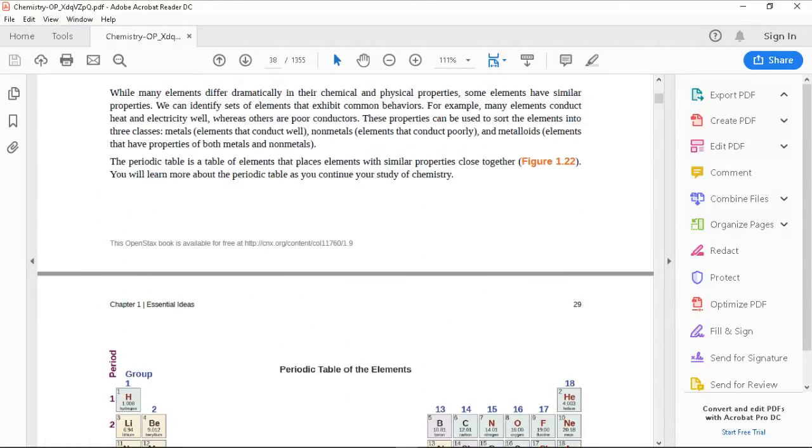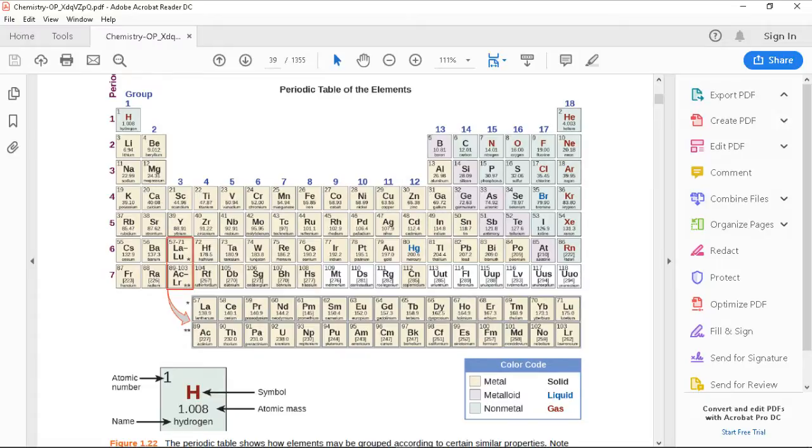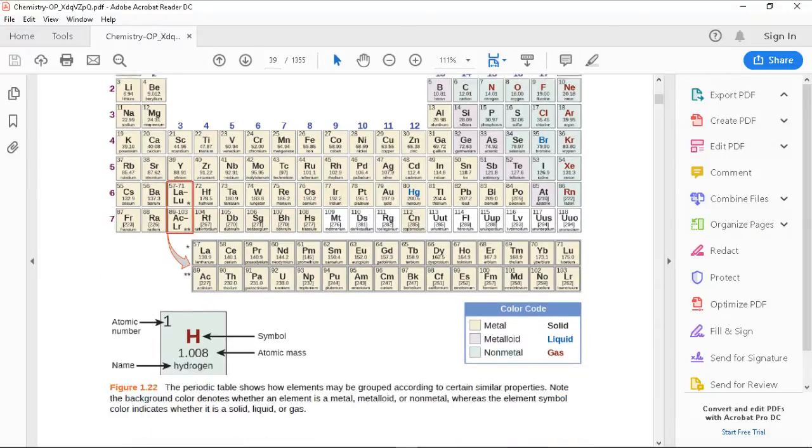Alright. Similar properties close together. That's the periodic table. And memorized.